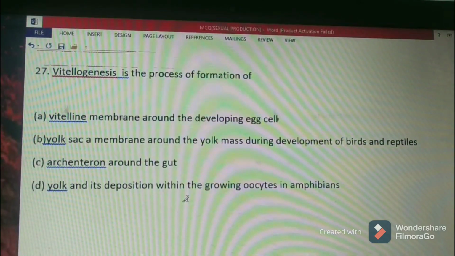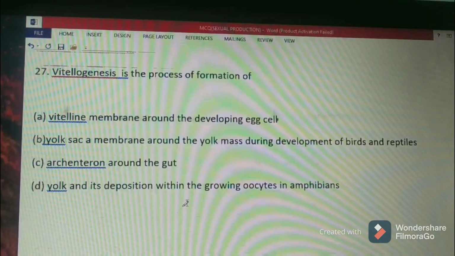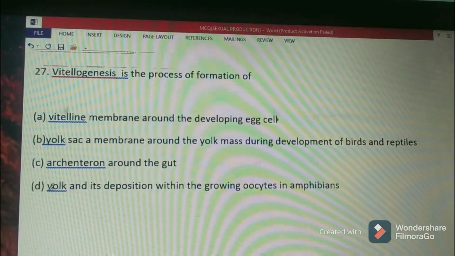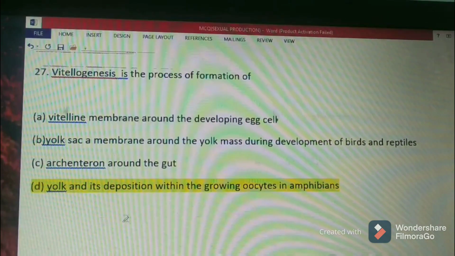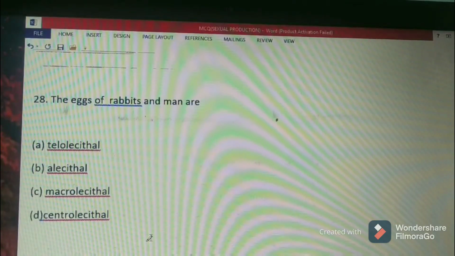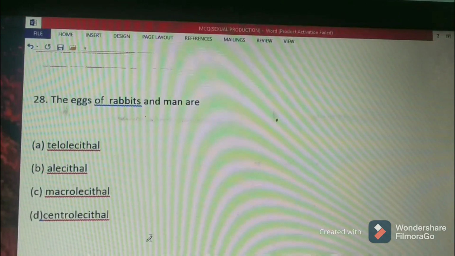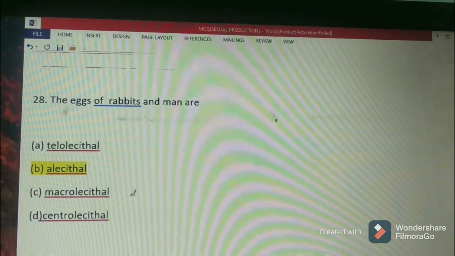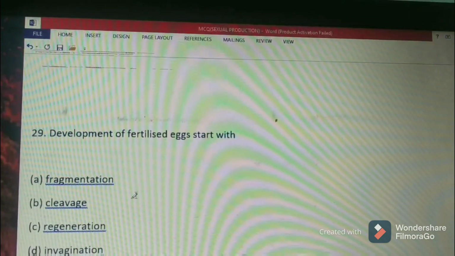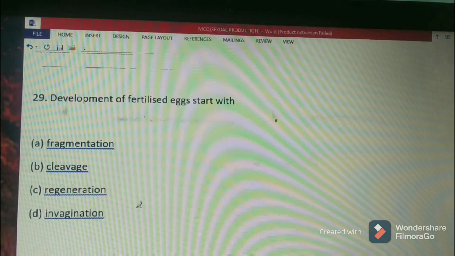Vitellogenesis is the process of formation of yolk and its deposition within the growing oocytes in amphibians. D is the correct answer. The eggs of rabbits and men are alecithal, meaning no yolk is present in the egg. Development of fertilized eggs starts with cleavage.